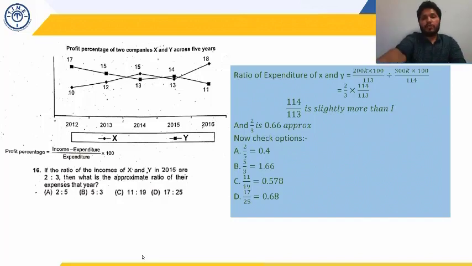Okay, but we have to assume 114 by 113 is slightly more than 1. So slightly more than 1, so it is going to be close to 2 by 3 only. So just more than 2 by 3. So answer is option D. I hope this is clear to everyone. What we have done is we have been given the ratio of income, and we have found out the ratio of expenditure if profits are given. I hope this is clear to everyone.